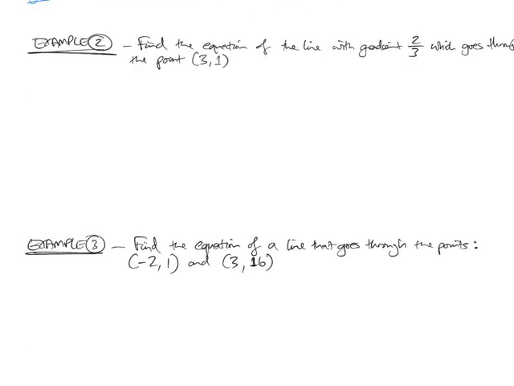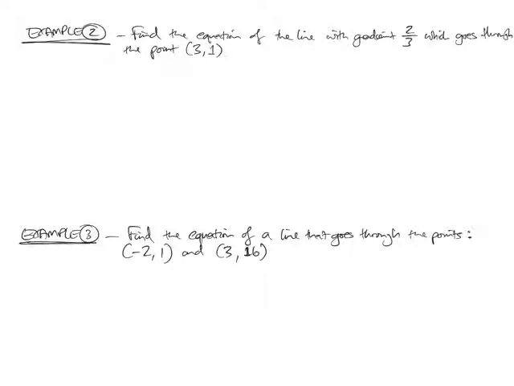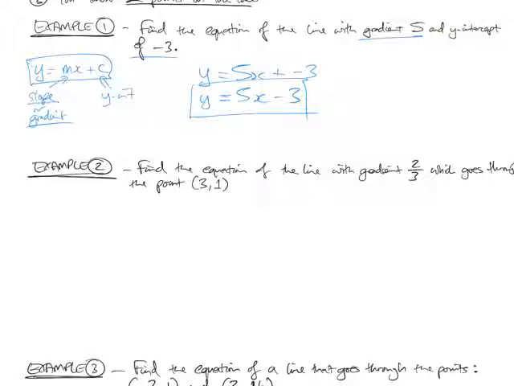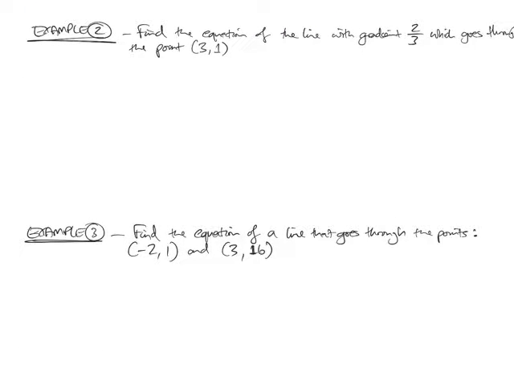Example 2. Find the equation of a line with a gradient 2/3 that goes through the point 3, 1. So this is a slightly more difficult situation because you don't know the y-intercept straight away. You can't just plug it in to the equation formula like you did here because you knew the y-intercept was -3, so you just put it in there. So here we need to use some algebra. So I'll show that to you, okay?